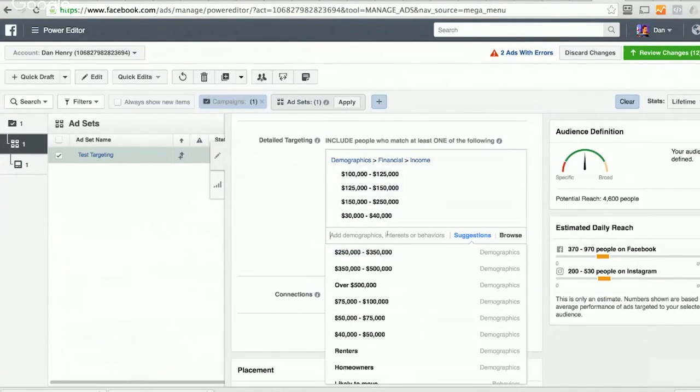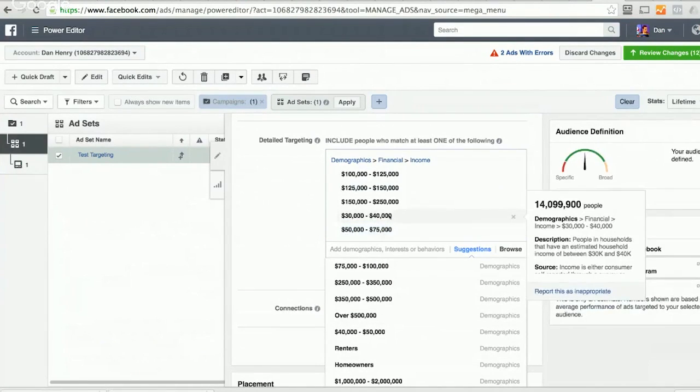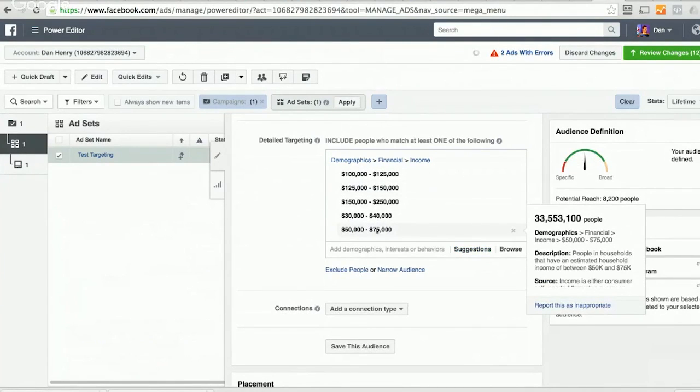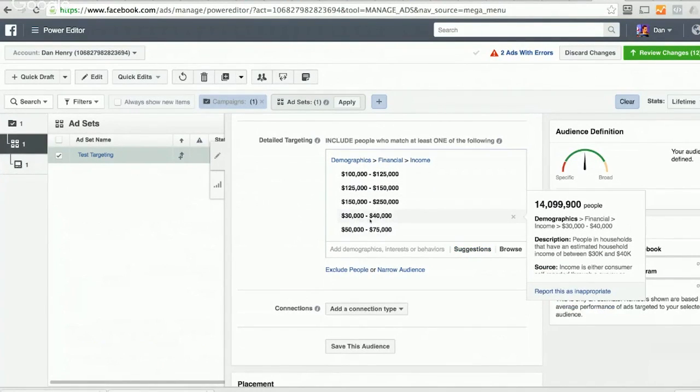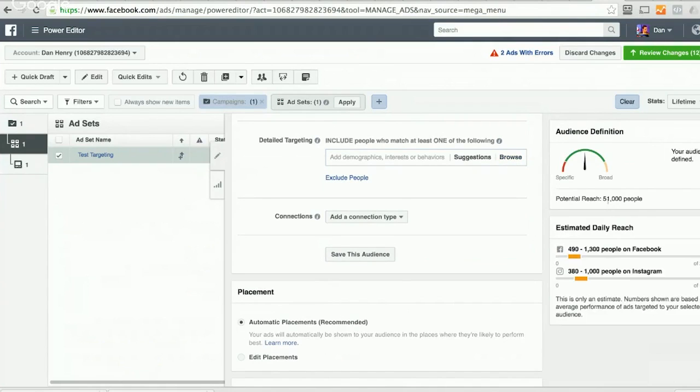50 to 75. Okay, so 30 to 40, 50 to 75, and then all the rich people. Anybody in this category should be able to pay for dental care. Maybe they would have a little bit of trouble, but probably they would at least do whitenings and stuff like that. So now let's look at our potential reach, 8,200 people. If I get rid of this whole thing here, it goes up to 51. As you can see, it absolutely cut that by a large amount.